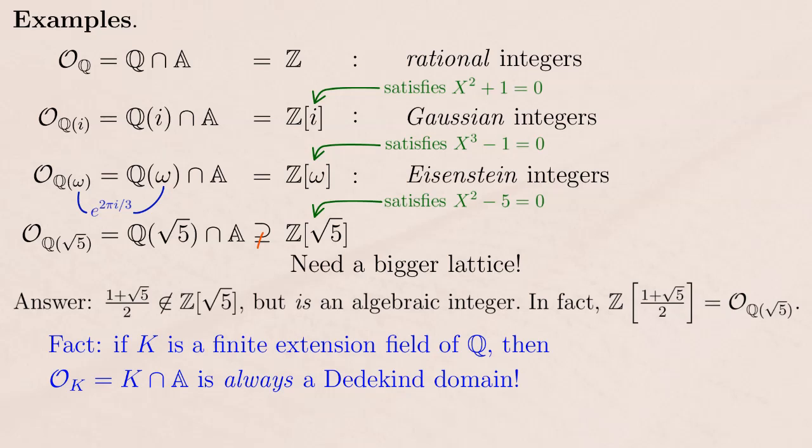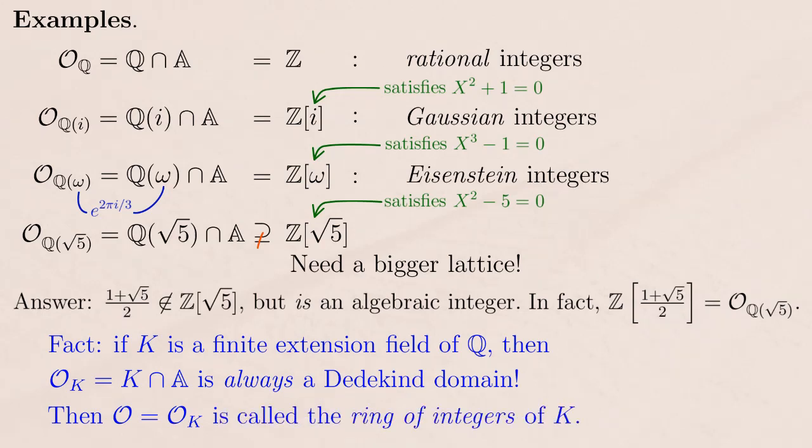Finally, just a bit of terminology. This ring of all algebraic integers inside K, sometimes called O subscript K for clarity, is called the ring of integers of K, so I'll use that term going forward.